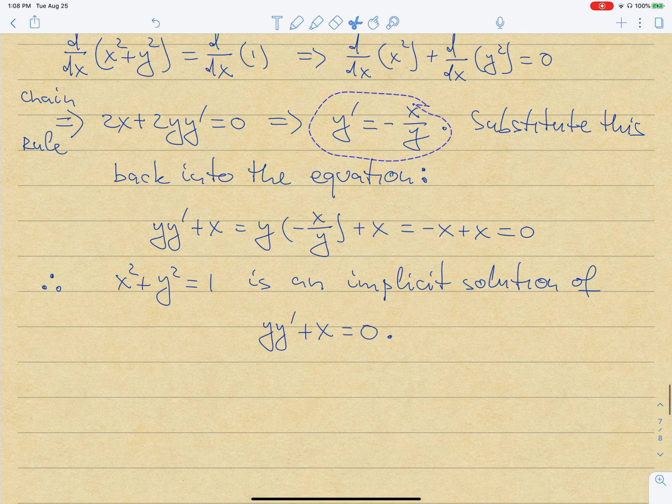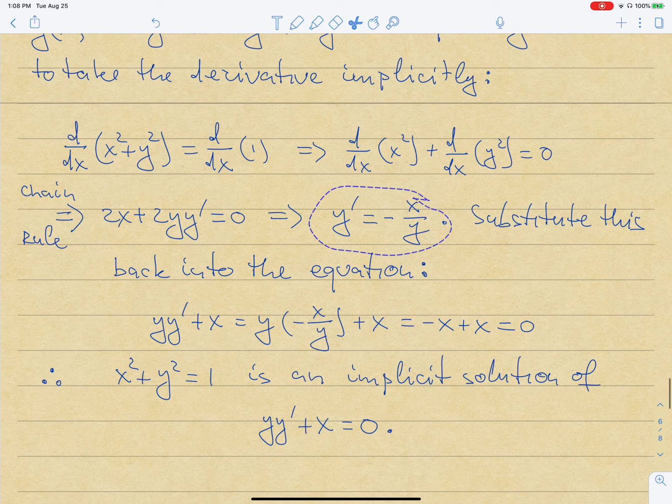All right, so in the next lecture, we're going to talk about how you find particular solutions of ODEs with initial conditions.